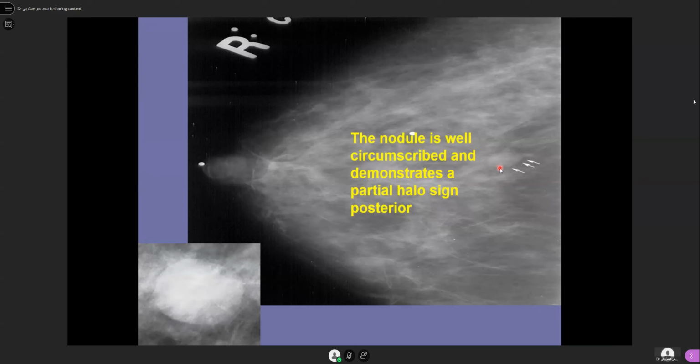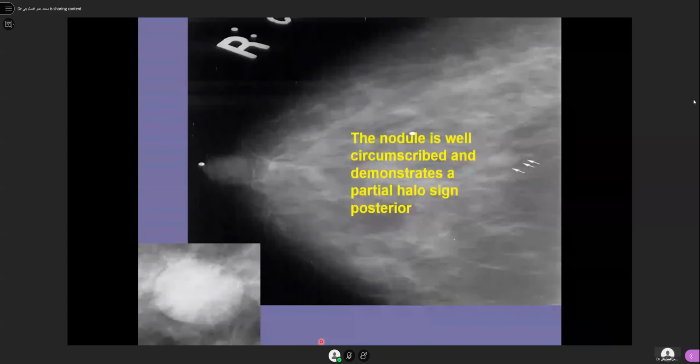Like here, you can again visualize that there is a radiopaque mass, oval shape, well defined. Posteriorly, you can see there is a rim of radiolucency. Here also, you can see there is a rim of radiolucency. This is basically indicative of halo sign, and it indicates that the mass is benign.